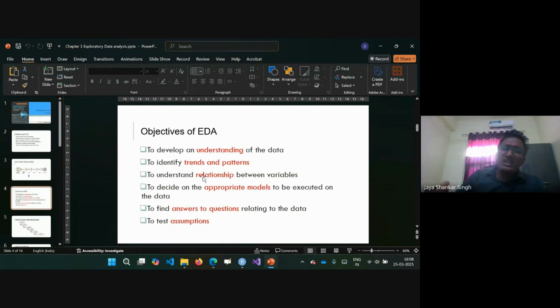So you try to find answers to some questions. This is not part of exploratory research only. You test assumptions. It is a complete process of research design.